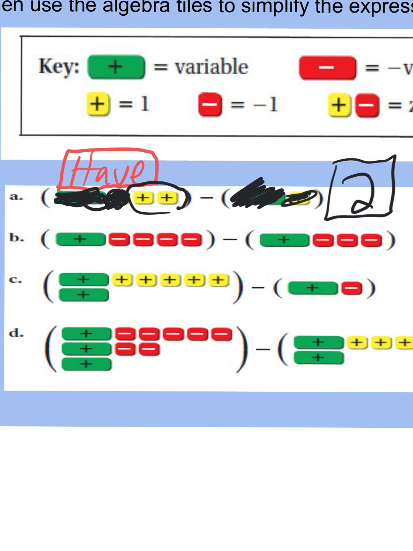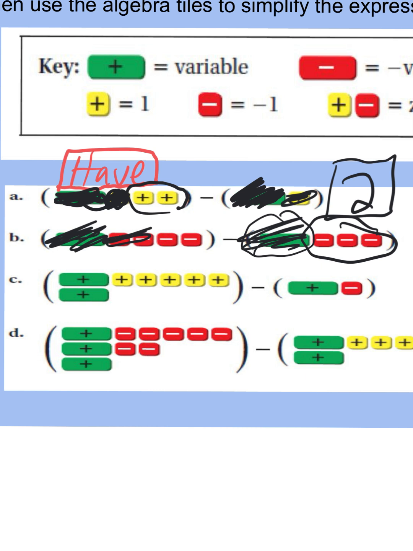Let's try again. So I have 1x and 4 negatives. They want me to subtract or take away 1x and 3 negatives. So let's do that. What we're going to do is get rid of this over here. So I'm going to get rid of that. Now I need to get rid of 3 negatives, 3 negative 1s. So I did that. Well, what's left? This is my answer right here. I have negative 1. Negative 1 is left.